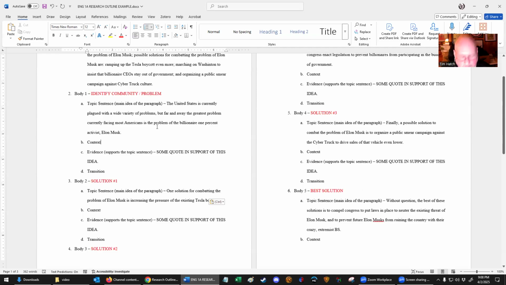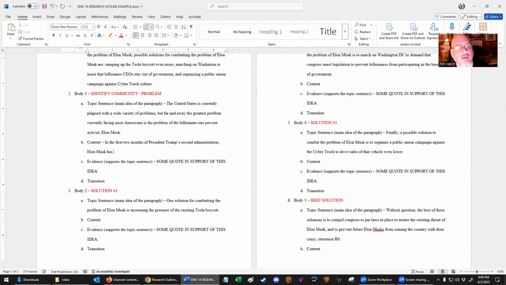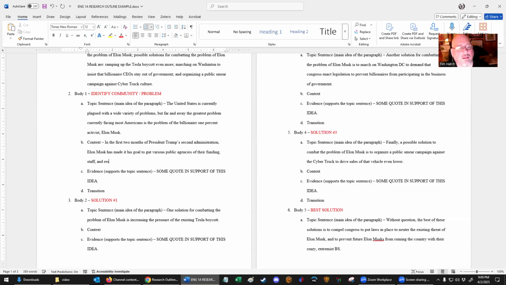Okay. So a little bit of context. In the first 2 months of President Trump's second administration, Elon Musk has made it his goal to gut various public agencies of their funding, staff, and resources. That might be redundant, but I don't care. This is an outline that's supposed to suck.